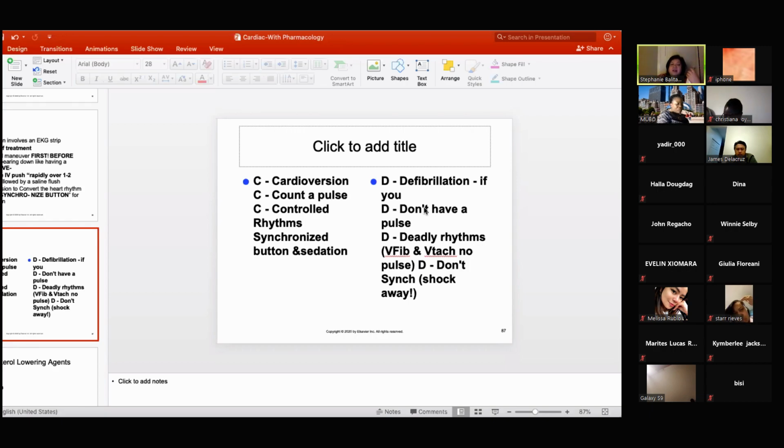Cardioversion. So with your supraventricular tachycardias, you're doing cardioversion and not defibrillation.